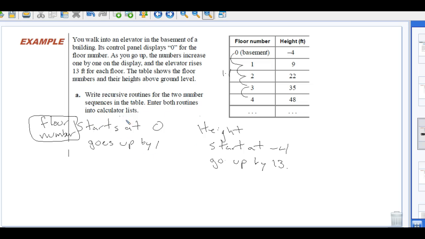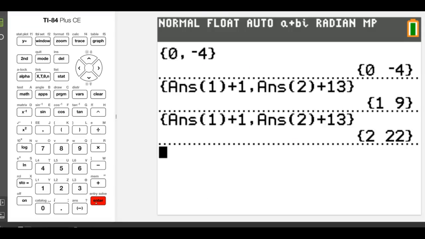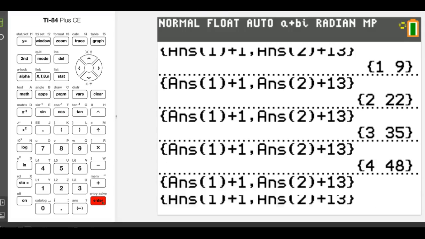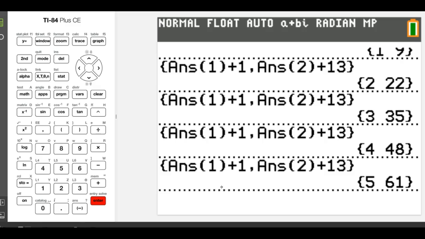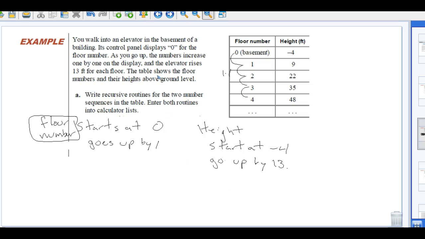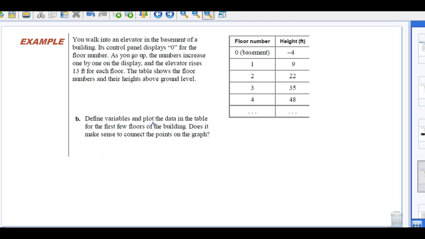and I entered both routines into calculator lists. That way I can go through and I can keep on doing this, right? So I can keep going. I can get the 5th floor is 61 feet up. All right, so there's part A. Now let's do part B. Define variables and plot the data in a table for the first few floors of the building.